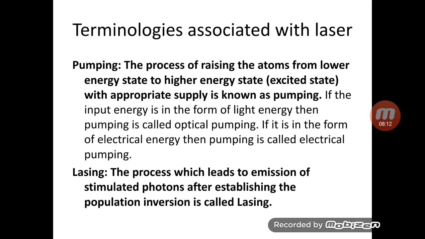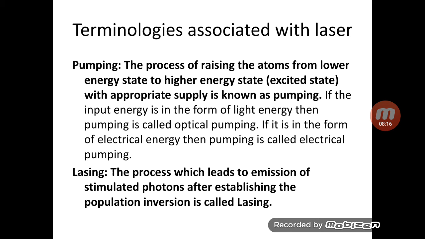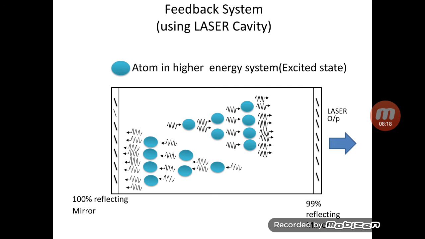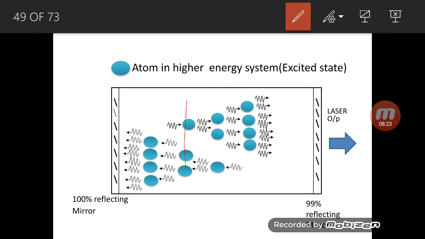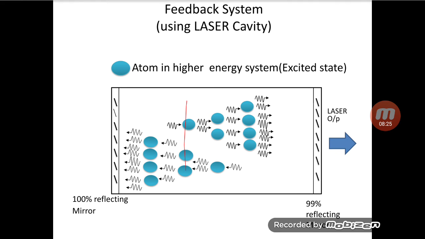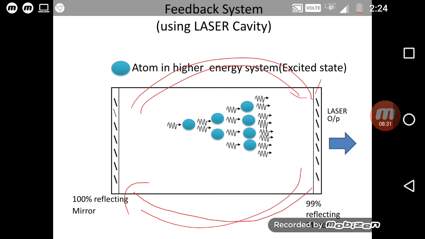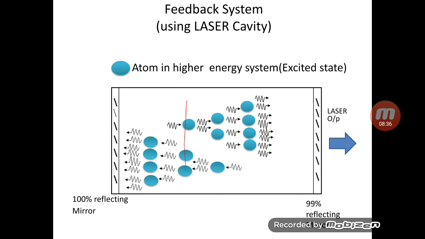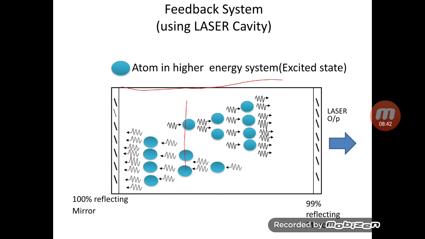So the first one is pumping, the second one is lasing, and the third one is the active medium. So what is this pumping? Let us go to the previous diagram to understand pumping. These are the excited state atoms, atoms in the higher energy state. You can look here, these are the higher energy states. To get this higher energy state, we have to pump the atom.